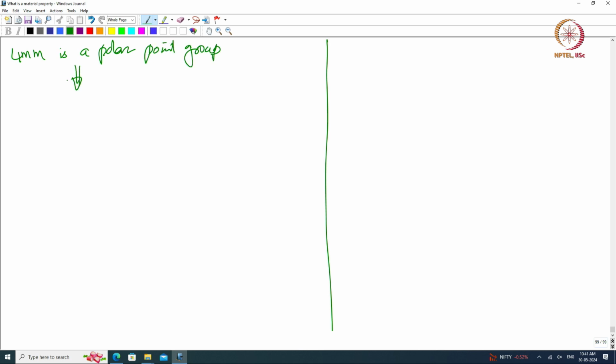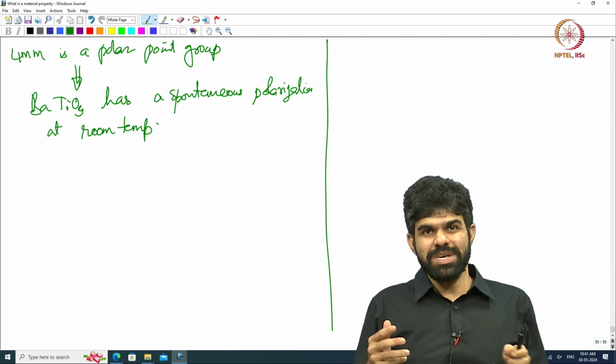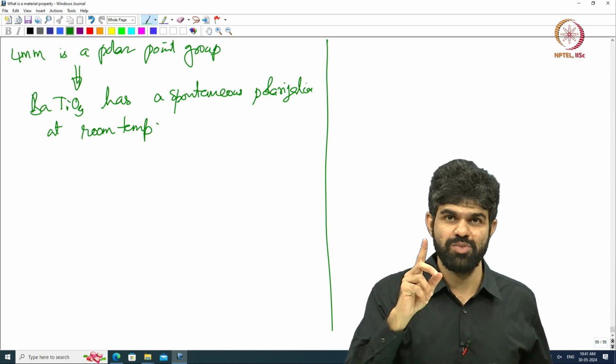And that means that barium titanate has a spontaneous polarization at low temperatures, at room temperature, let us say. So, that is the atomistic picture of how materials get their spontaneous polarization.